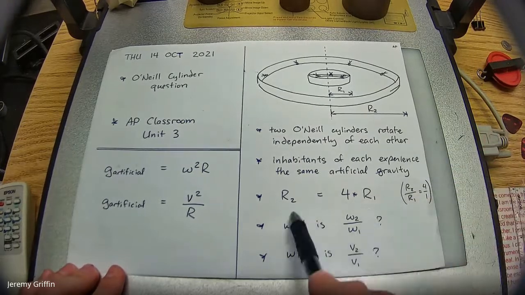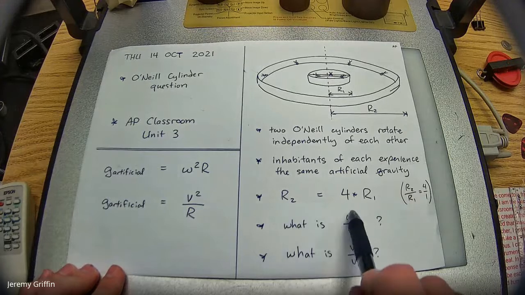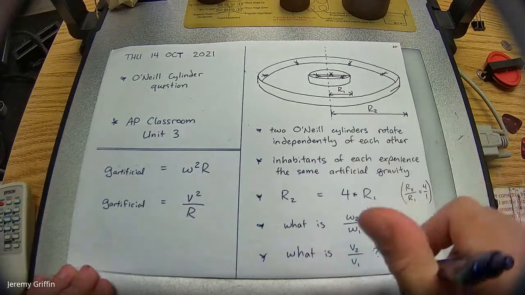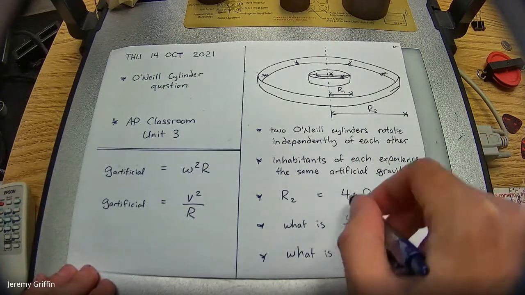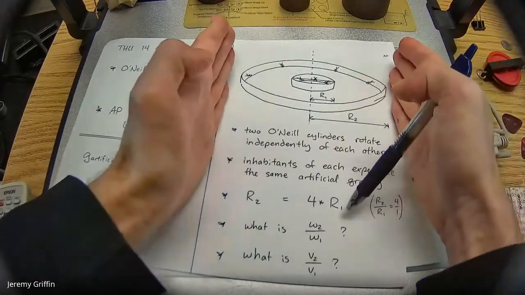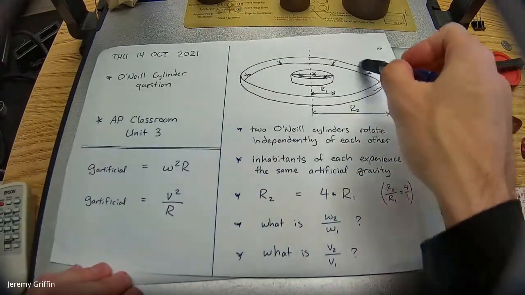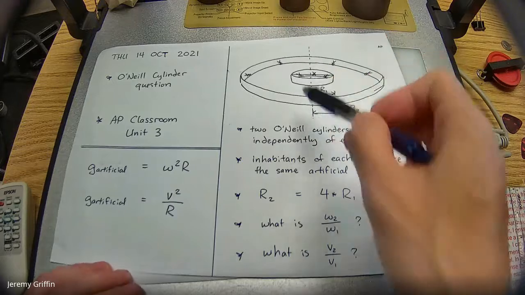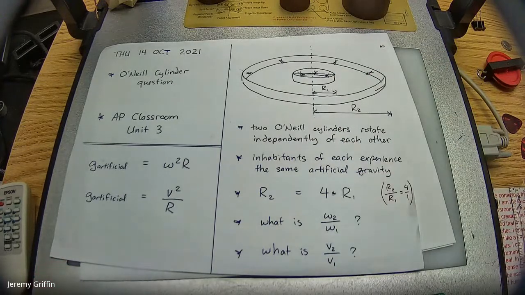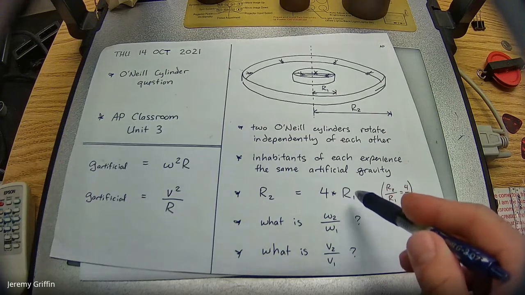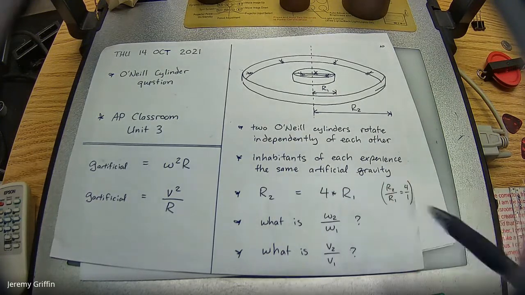Suppose they experience the same artificial gravity, and you know the size of the big one compared to the small one. Let's say the big one has 4 times the radial size of the small one, which also means it would have 4 times the diameter. So this diameter is 4 times this diameter. And that also means 4 times the circumference. So if you were to walk all the way around this ring versus all the way around this ring, that's also a 4-to-1 ratio. Anything that's a linear proportion, like radius, diameter, circumference, that's all the same proportion.